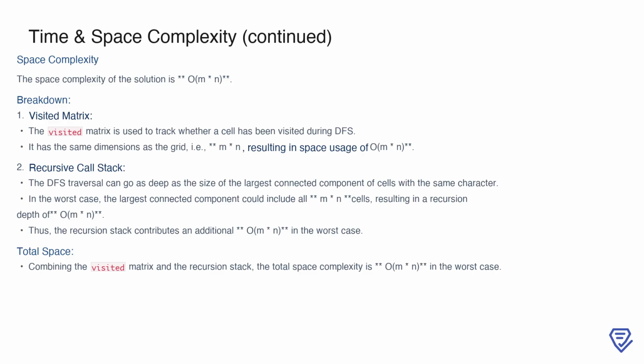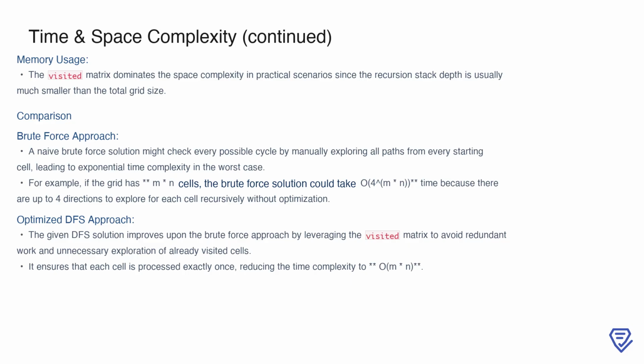Therefore, when you combine the space needed for the visited matrix and the maximum recursion stack depth, the total space complexity in the worst case is O(m*n). When analyzing memory usage, the visited matrix is typically the most significant contributor to space complexity, as it must account for every cell in the grid. The recursion stack, while theoretically capable of reaching the grid size, is often much smaller in practical scenarios.